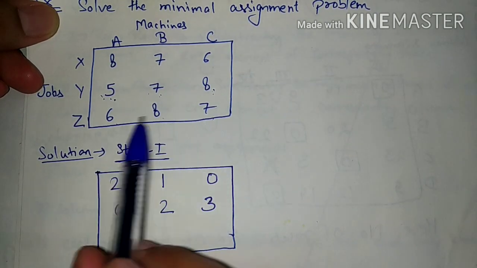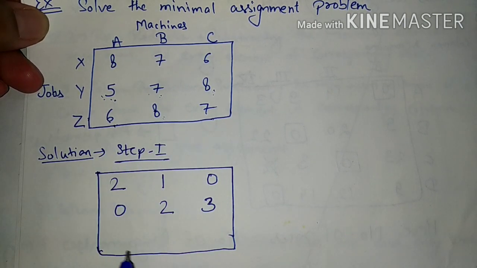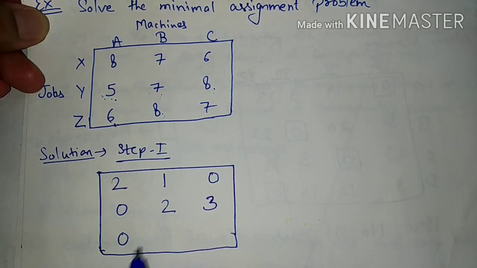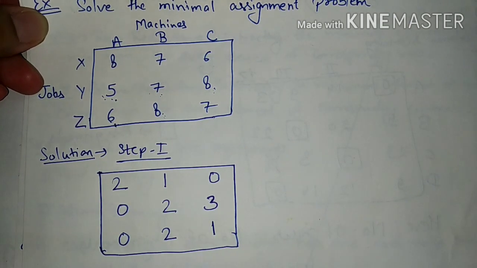In row 3, the minimum element is 6. So let us subtract 6 from each element of row 3. 6 minus 6 equals 0. 8 minus 6 equals 2. And 7 minus 6 equals 1.